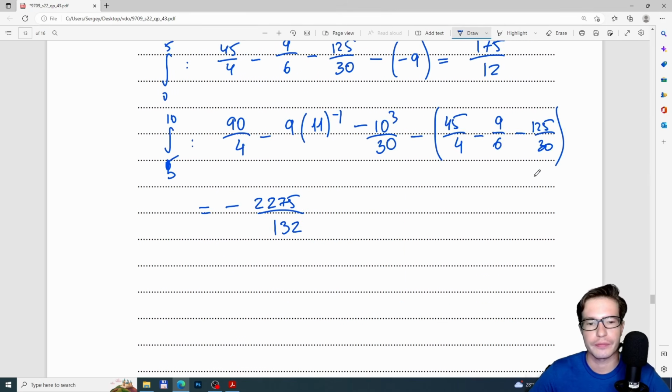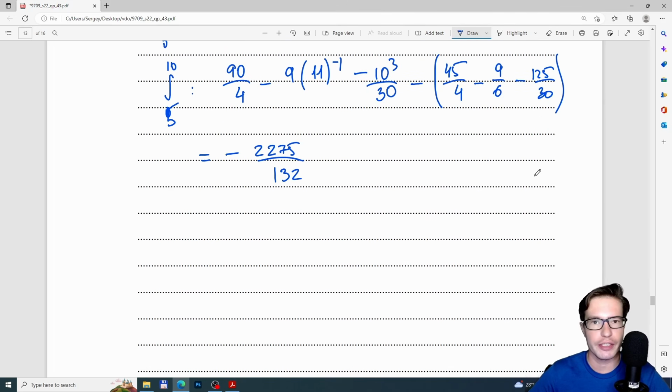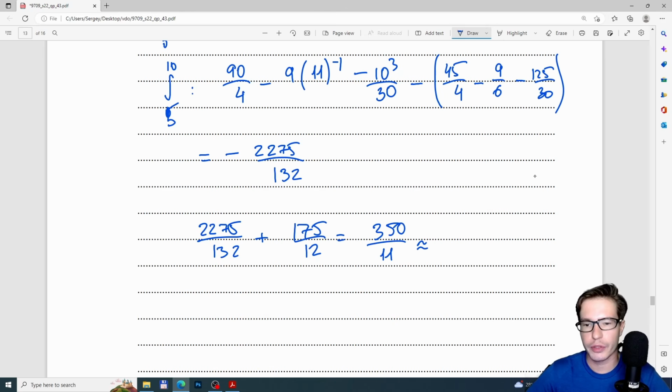As expected, this distance is negative because it's below the t-axis, and the first one was positive. So now what I have to do is to remove the negative sign from the second integral and add up the first one. That is 350 over 11, or it equals 31.8 to 3 significant figures. Now let's put this as the final answer, 31.8 meters.